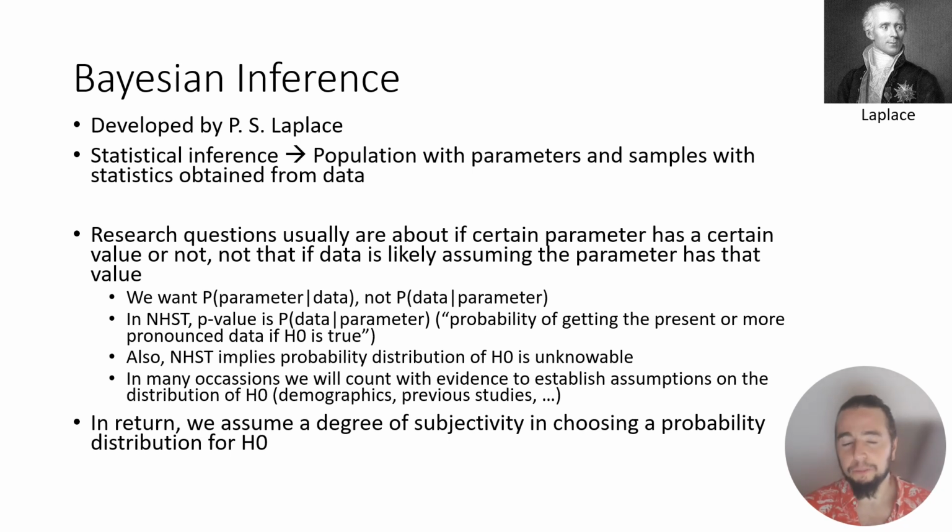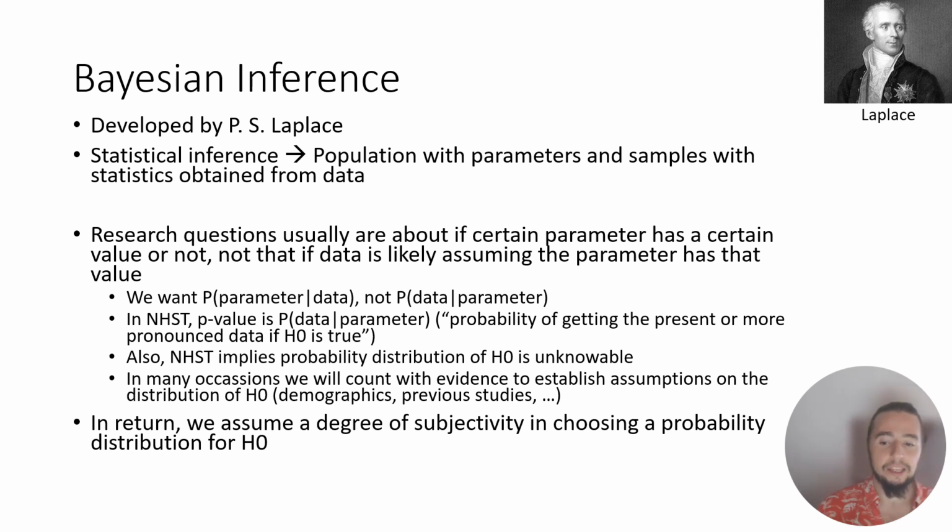This approach was developed by Laplace, and we will start like this: statistical inference is getting to parameter populations using sample statistics that are retrieved from data. And research questions usually are about if a certain parameter has a certain value or not, that is, if the data is likely assuming the parameter has this value. We want the probability of the parameter being of a specific value given the data. The data, assuming it has occurred and we have a grasp upon it because we have a database. Not the probability of the data being likely, assuming the parameter has a certain value.